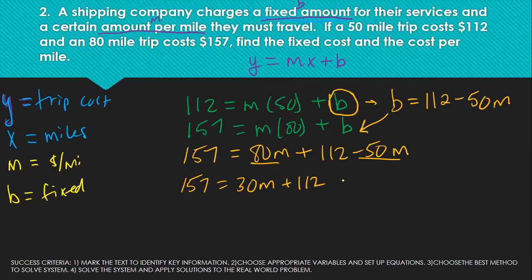Okay. What are the two steps that you're going to take to get M by itself? I'm going to subtract and divide. So please subtract and divide and tell me what my M is.